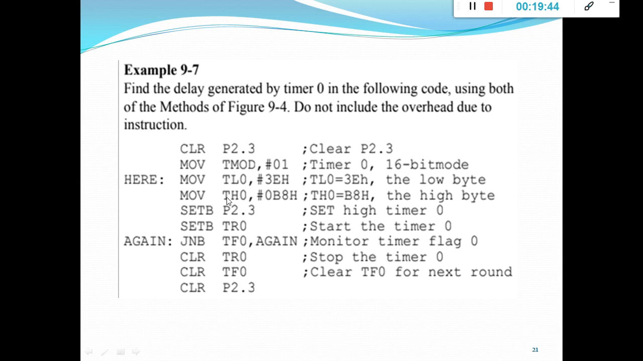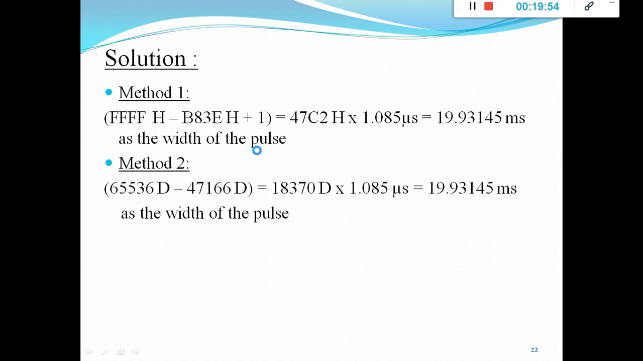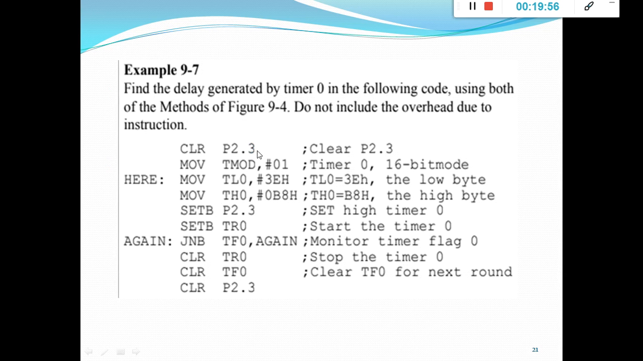This is the program. The first instruction is CLR P2.3, which means they are going to display the square wave on port 2, third bit. So the third bit of port 2 is used to generate the square wave.